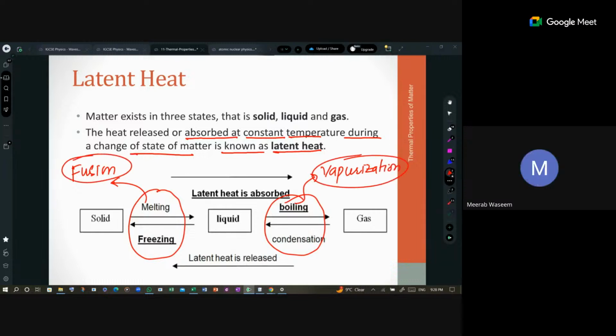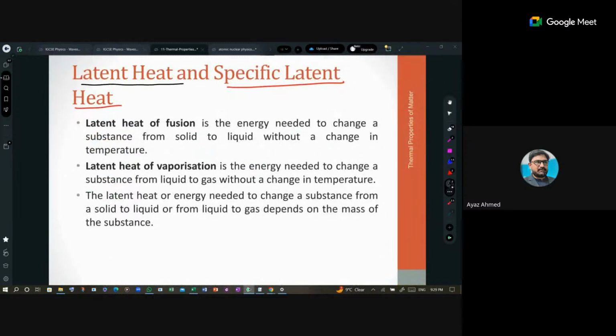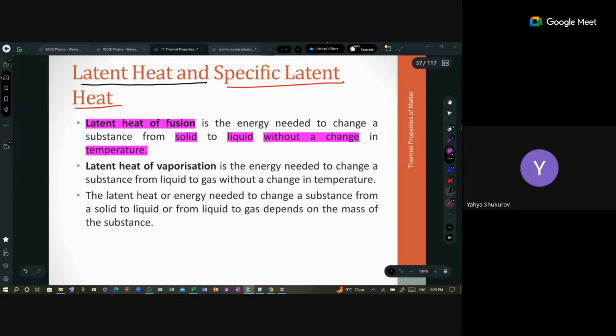So we will talk about these two points: latent heat of fusion and latent heat of vaporization. But before that, I will talk about the difference between latent heat and specific latent heat. Latent heat of fusion is the energy needed to change the substance from solid to liquid without change in its temperature. This is a mandatory part of your writing.